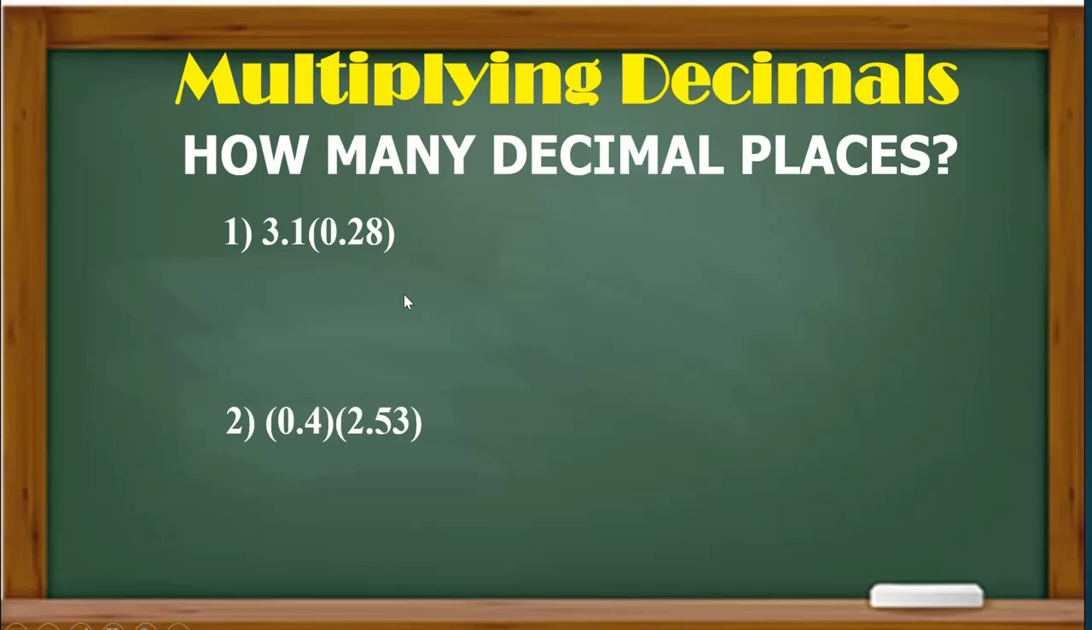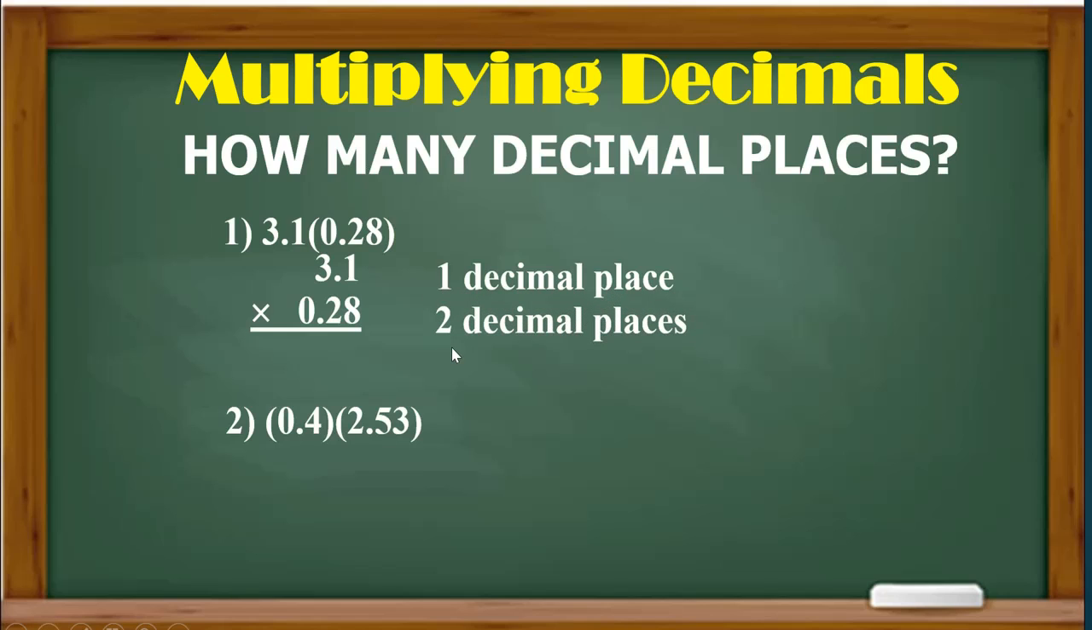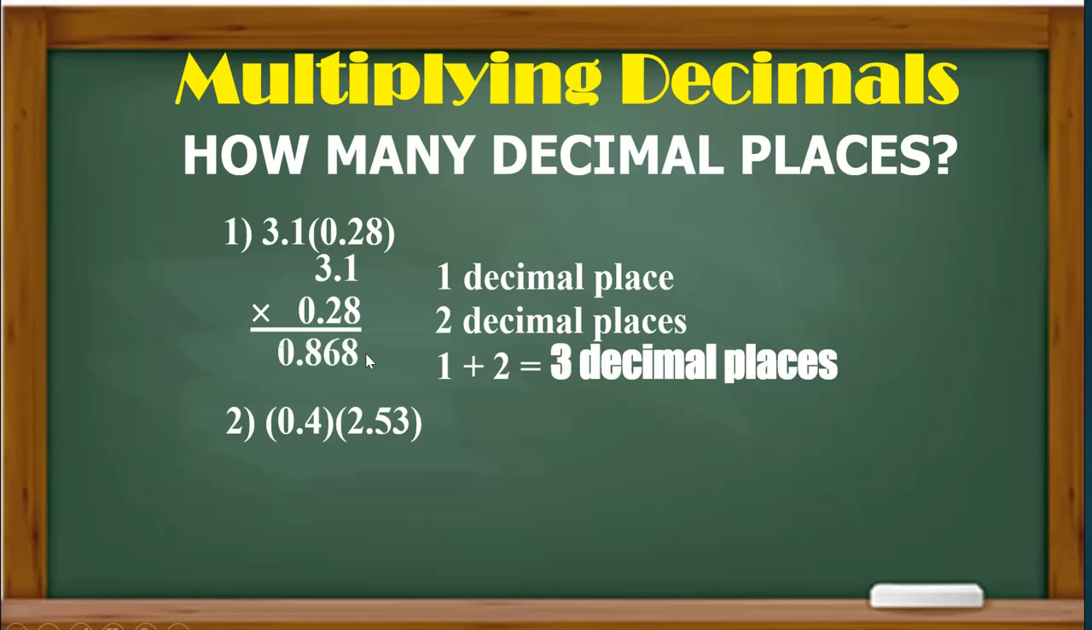How many decimal places do we have on 3 and 1/10? Correct. We have 1 decimal place. How about in 28 hundredths? Yes, there are 2 decimal places. So after multiplying 3 and 1/10 by 28 hundredths, we will get 868 thousandths.